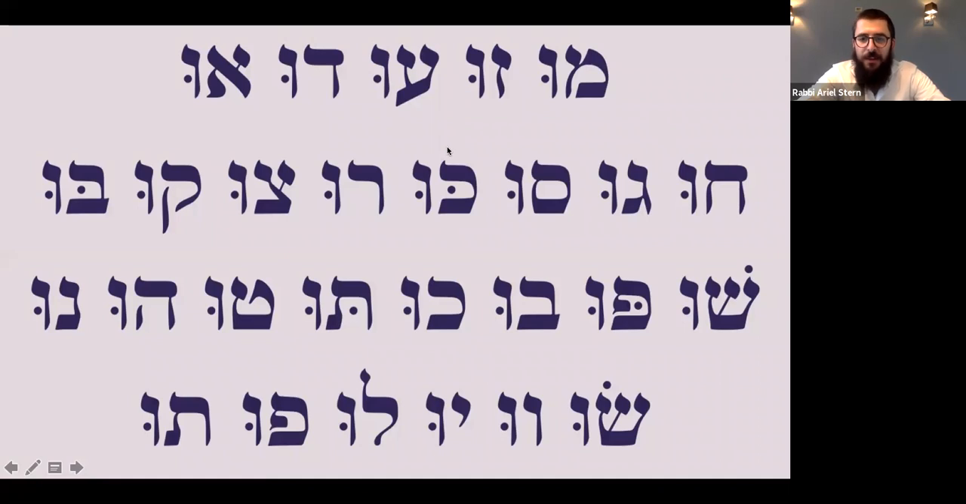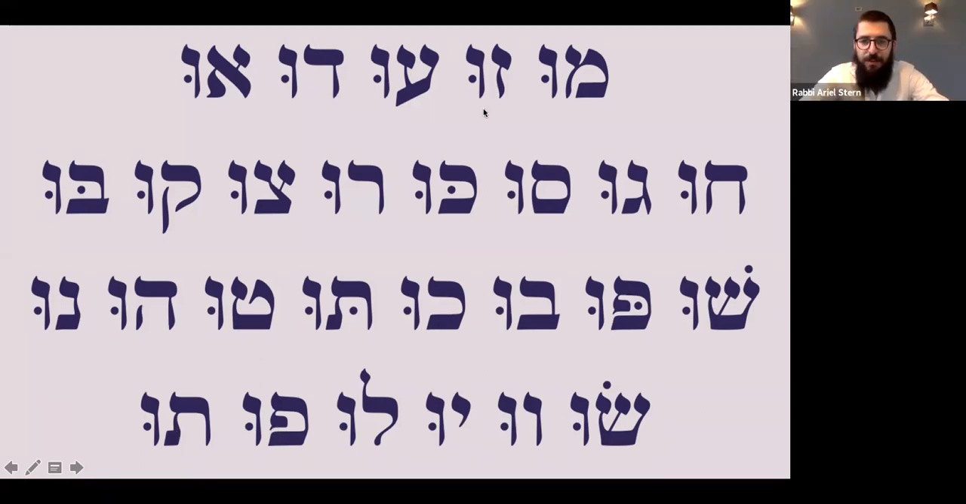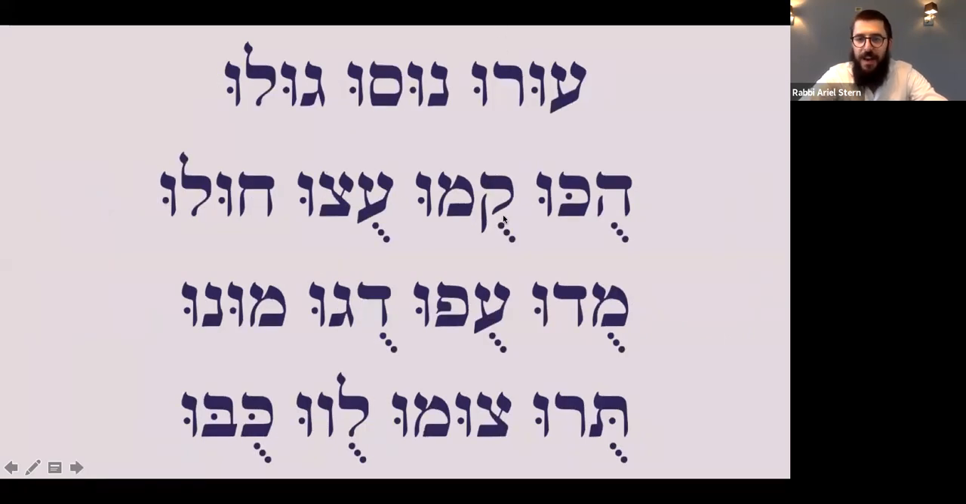bu. Third line, Arlene, please go ahead. Shu, pu, vu, ku, tu, hu, nu. Wonderful. Do the last line for us also. Su, vu, lu, fu, tu. Wonderful. Thank you very much. Kol hakavod. Wonderful.